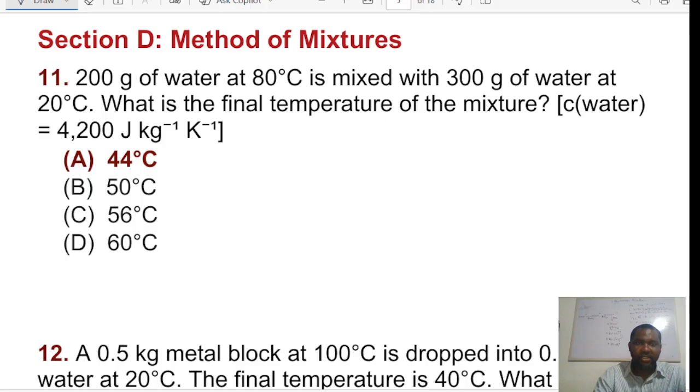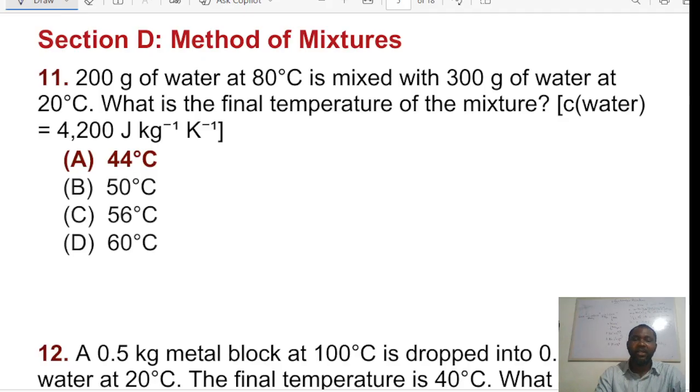Okay, so here we see method of mixtures. The number 11 question says 200 grams of water at 80 degrees Celsius is mixed with 300 grams of water at 20 degrees Celsius. What is the final temperature of the mixture?